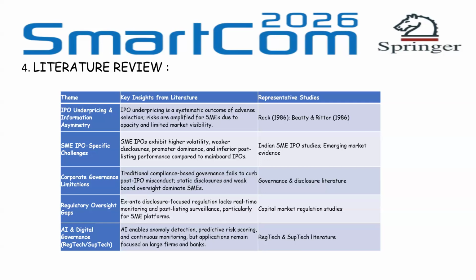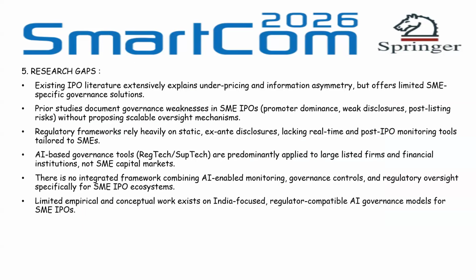Due to the rise in AI, it has enabled anomaly detection, predictive risk scoring, and continuous monitoring. But the problem is that applications remain focused on larger firms and banks. So these SMEs always go under the radar. Now, the research gaps that we were able to find are that existing IPO literature extensively only explains underpricing and information asymmetry, and it offers very limited governance solutions.